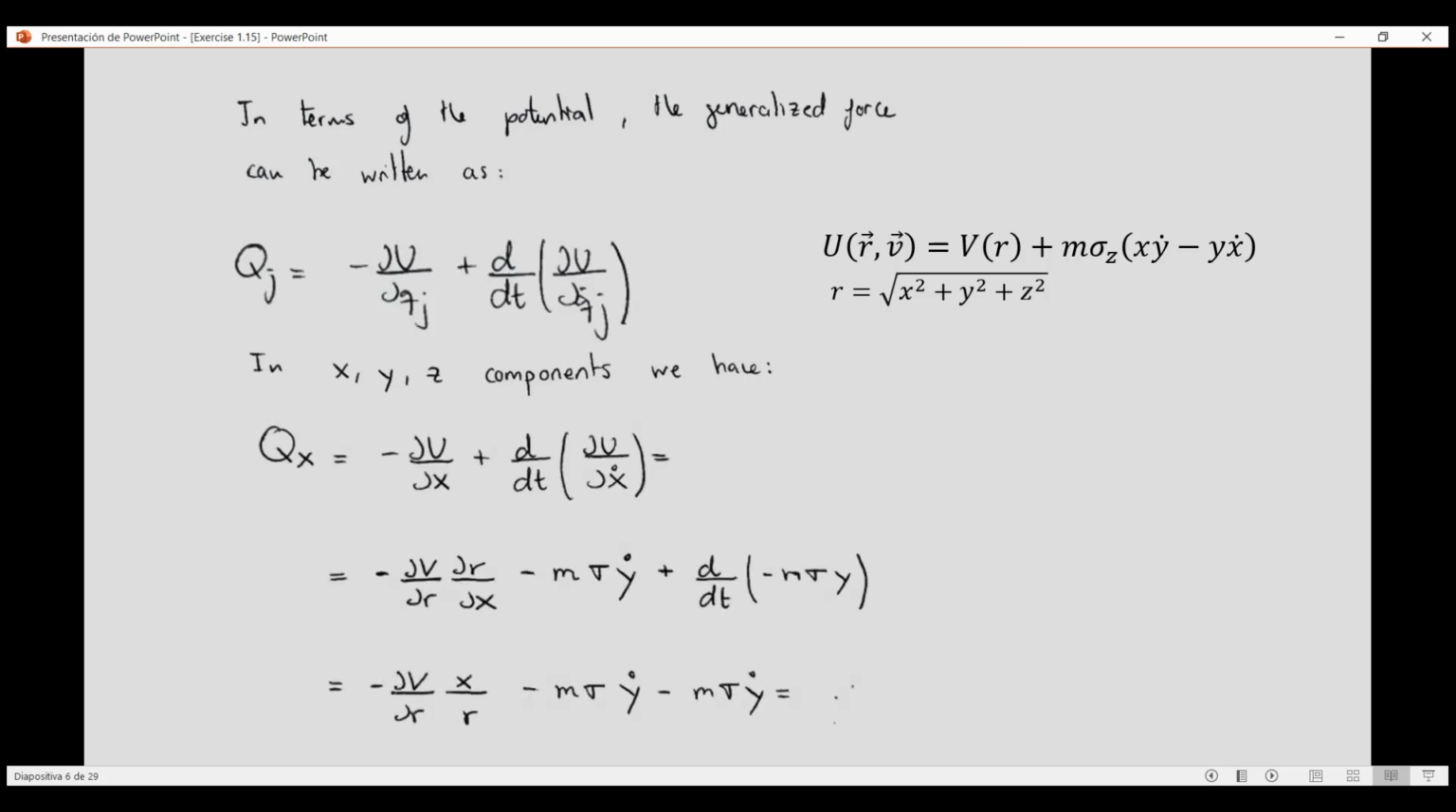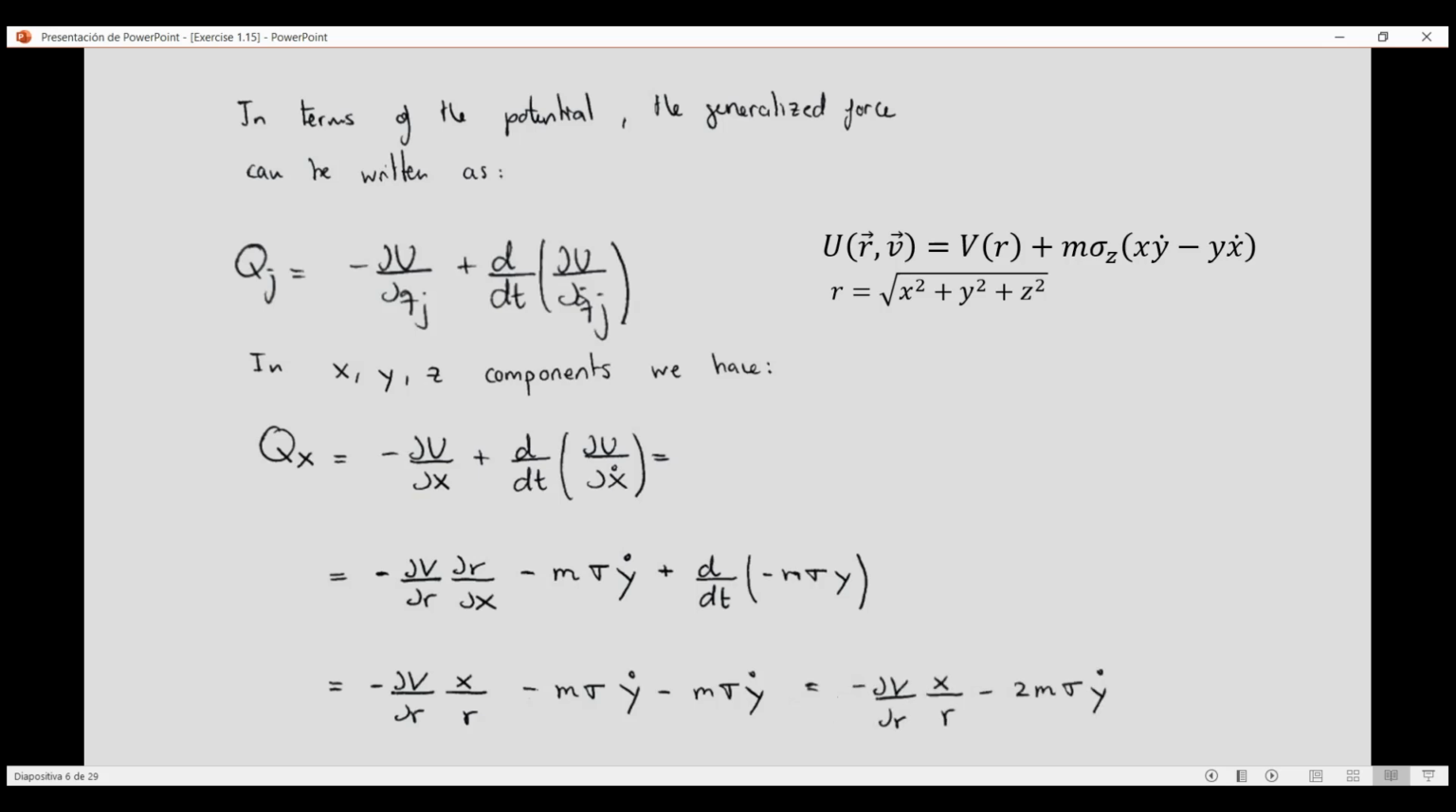We start with the generalized force in the x direction. So Qj is equal to x. The calculation is quite straightforward. We are just focusing on taking the derivatives of the potential given in the problem in Cartesian coordinates and also derivatives of the radial coordinate.